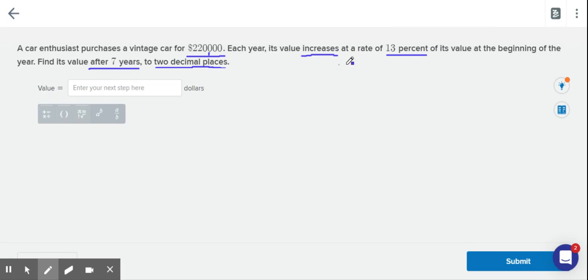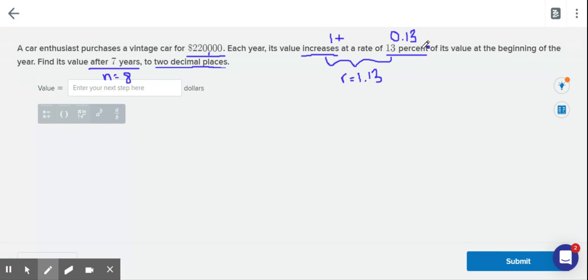So I'm going to deal with this increasing part first. Remember, if I'm increasing, I'm doing 1 plus. 13% as a decimal is 0.13. So what that tells me is that my R value is 1.13. So I'm looking for its value after 7 years, which also tells me that my N should be 8, since it's after 7 years, I'm looking in the 8th year.